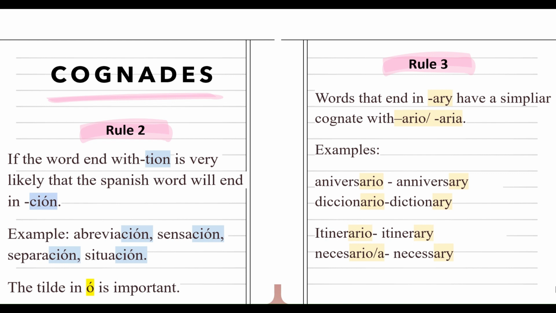The first one is aniversario, that is anniversary. As you can see, the ending was ARY. We just dropped this and changed it to the ending ario, right? The same happened here: diccionario, dictionary; itinerario, itinerary; necesario, necessary. In this case, if it's feminine or masculine, we just change the ending. But most of the words will end with O, okay?